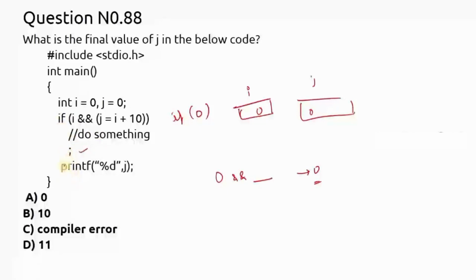Now coming out of the if condition, this is printf %j. What is the j value? 0 only. This will not be assigned. Remember this part. But if I put here 1, i equals 1, now it will check 1 and something, we cannot say. So it may depend on the second value. That's why it will then assign this value. You may get the value of j as 10. But for this question, the value is 0. So option A is the correct answer.